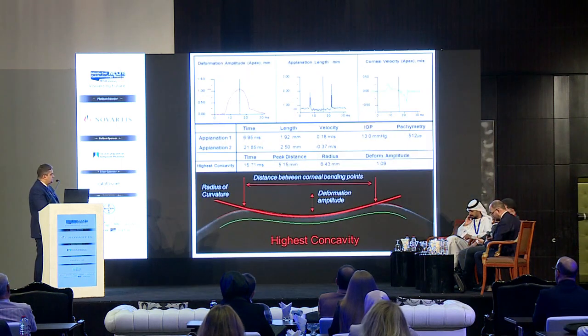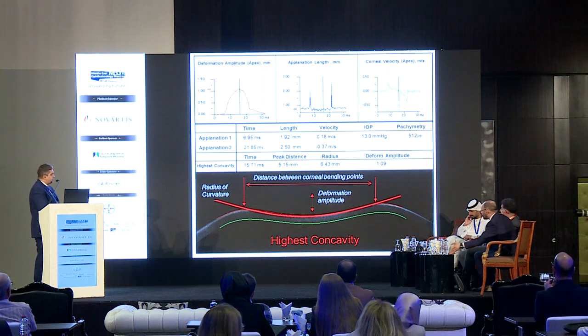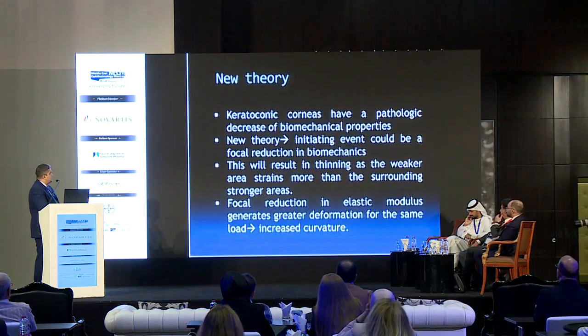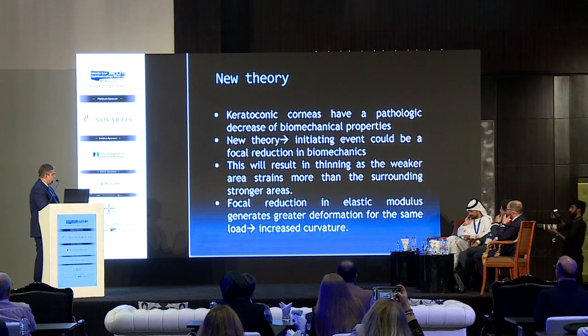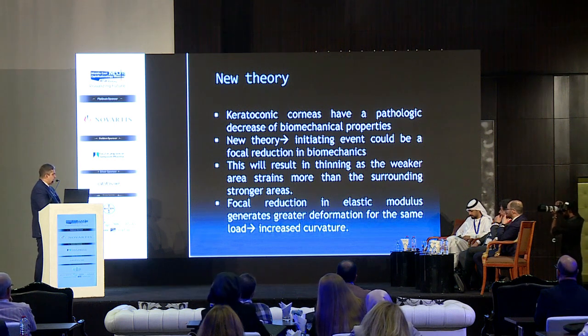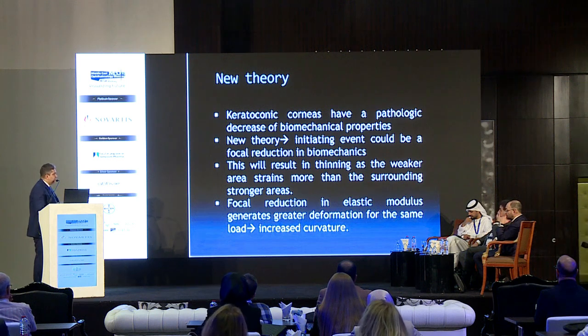These are the data we can catch from the Corvis ST: the deformation amplitude, the applanation length, corneal velocity. The machine gives us a lot of data about the cornea. And a new theory is that keratoconic corneas have a pathological decrease in the biomechanical properties. So the new theories say that the initiating event could be a focal reduction in the biomechanics. This will result in thinning, as a weaker area strains more than the surrounding stronger area. If you have a weak area in the cornea, the strain will be concentrated in this area, even if it is small, that can be obvious while doing the biomechanical examination, or corneal biomechanical examination.